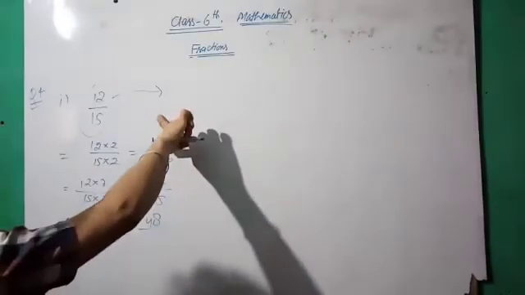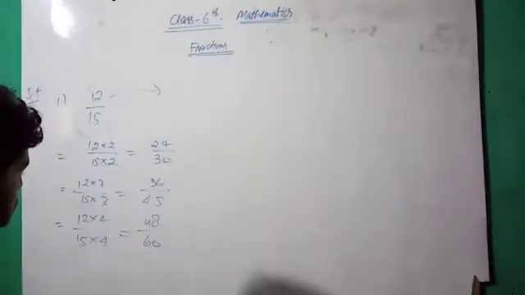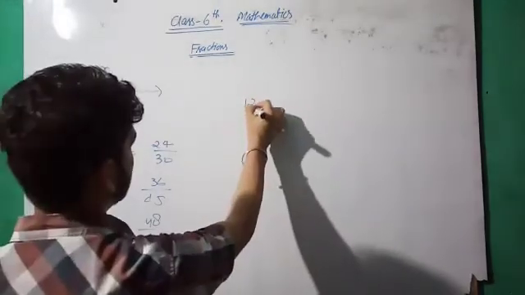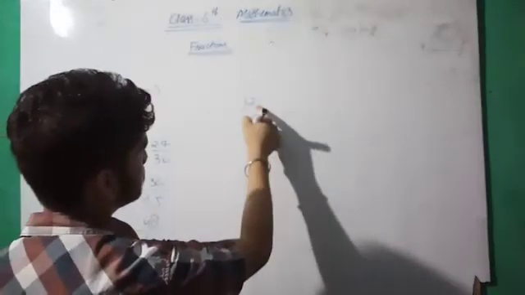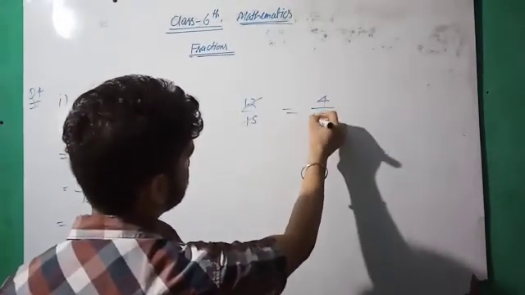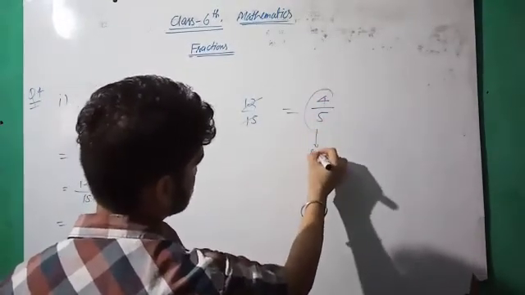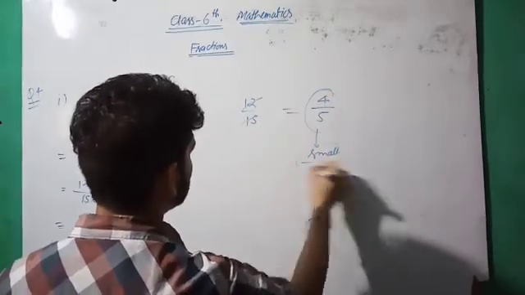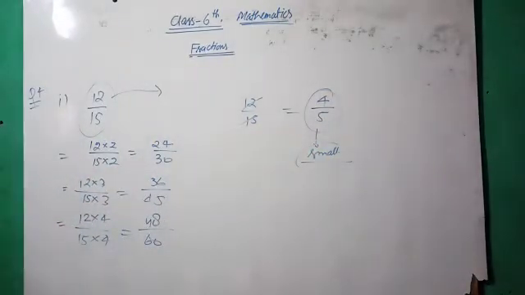This is the simple method to find the equivalent fraction. Just multiply with 2, 3 and 4 so that you can easily find equivalent fractions of a given number. But this is not the simplest form of the fraction. If you have to find the simplest form, you have to divide the numerator and denominator by 3. So 3 4s are 12 and 3 5s are 15. So this is the smallest fraction, or we can say the simplest fraction, of 12 upon 15. Similarly, you have to do question number 4, second, third, and fourth parts.